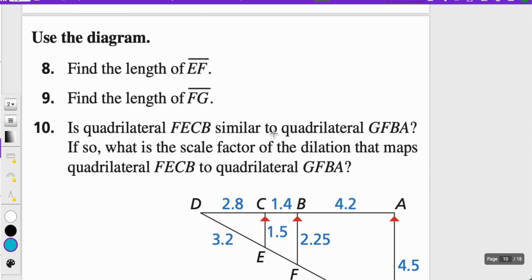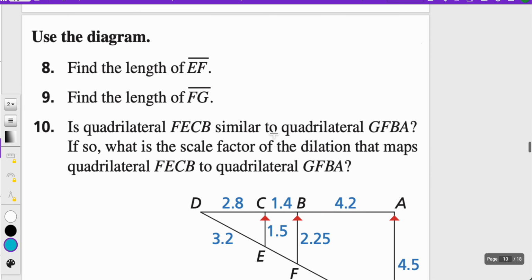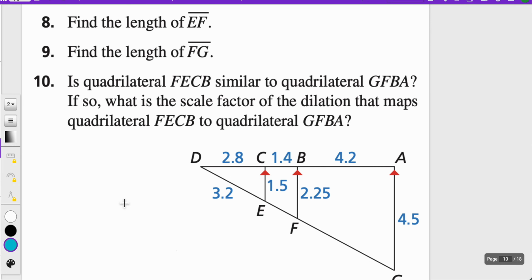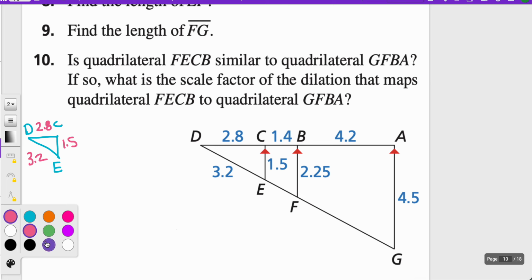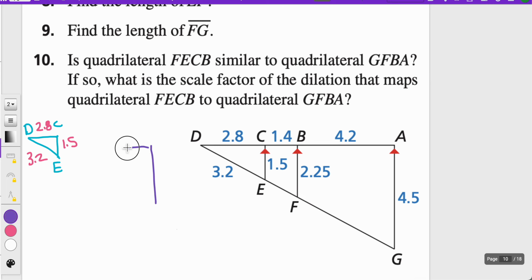This one was tricky. Took me a little bit longer than normal, but what I did is I broke them down into large, medium, and small triangles. So the small triangle is DCE, and the numbers I have there are 3.2, 2.8, and 1.5. Then I looked at the medium-sized triangle, which is DBF. That's 2.25. And then 2.8 plus 1.4 is DB, and that's 4.2.